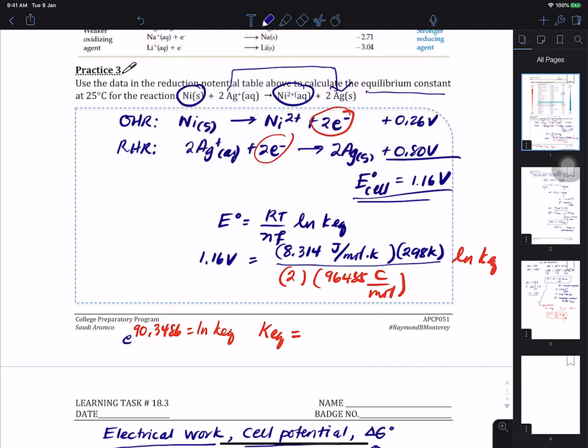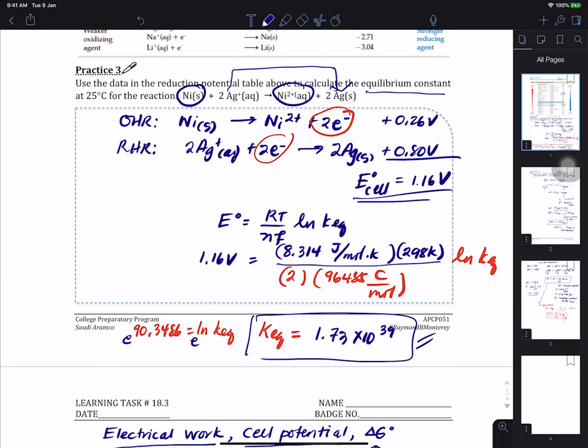So if we take e to both sides, we'll end up with this. What's that? Wow, that's a large number. 1.73 times 10 to the 39. Okay, there you have it.